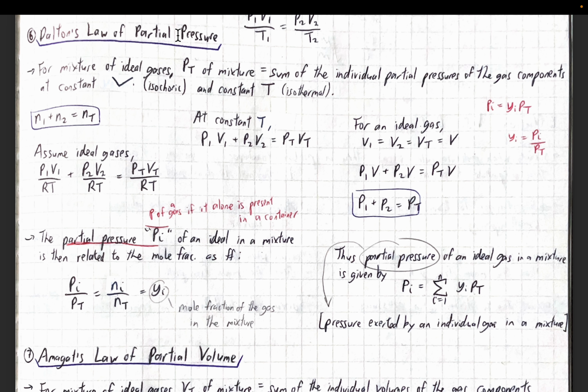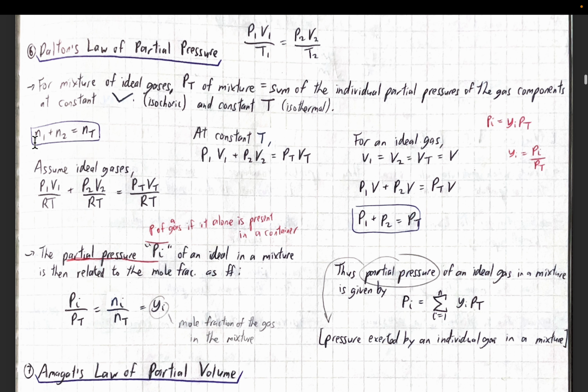Dalton's law of partial pressure. For a mixture of ideal gases, the total pressure of the mixture is equal to the sum of the individual partial pressures of the gas components at constant volume. No? So the process is isochoric. Also, constant temperature, so the process is also isothermal. So simply, n1 plus n2 equals nT.